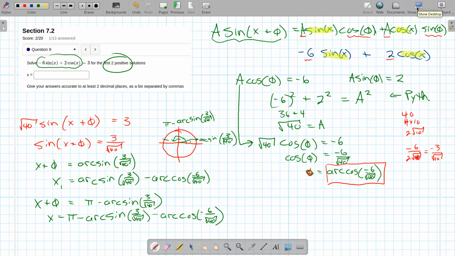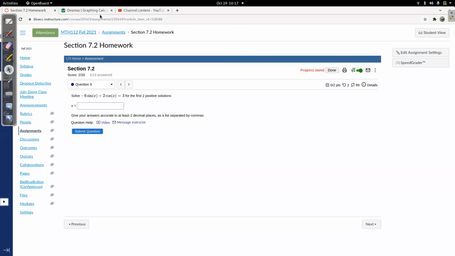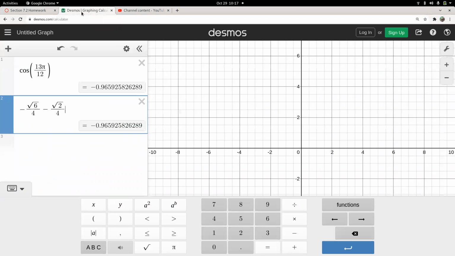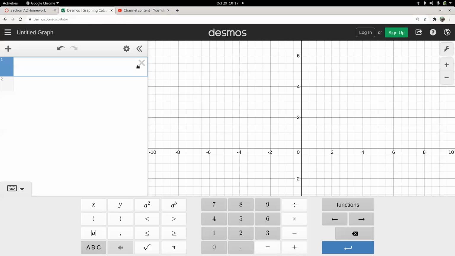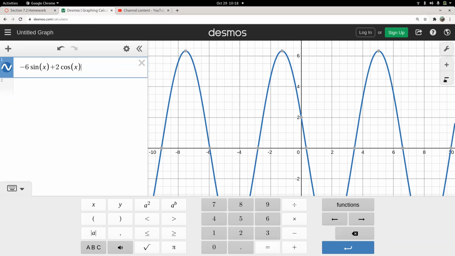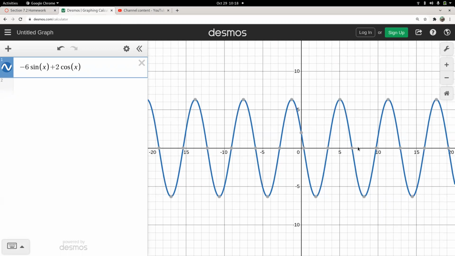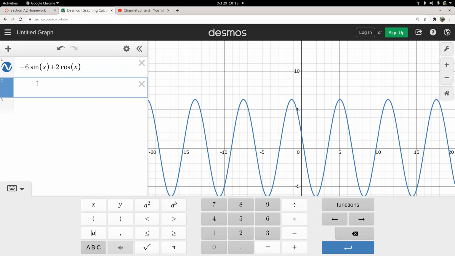I could have made a mistake anywhere up to there, and then that plus phi is a rotation. That could throw things off. So we need to double check on a calculator. So we're going to do two things. We're going to look at the original expression, -6 sine plus 2 cosine. And we believe, let's zoom out, that that can be written as a single sine wave, and it looks like a regular sine wave.